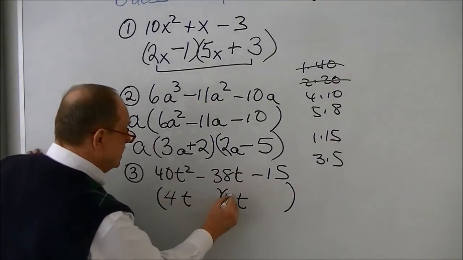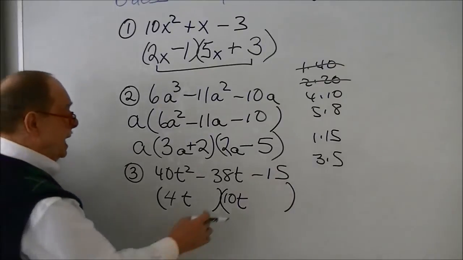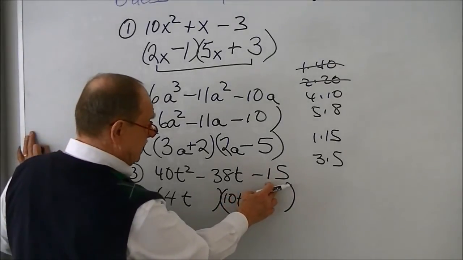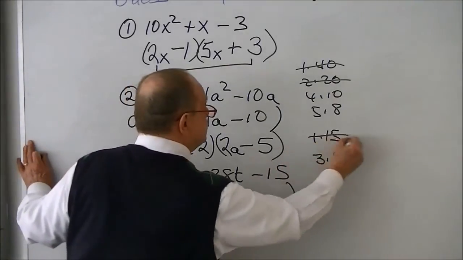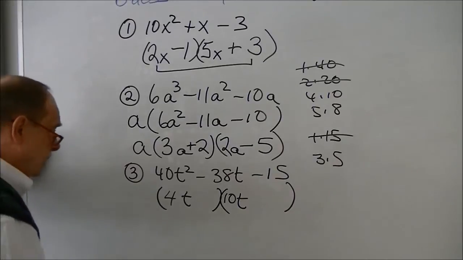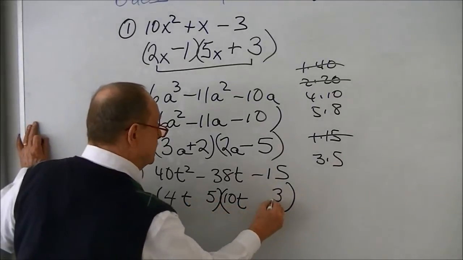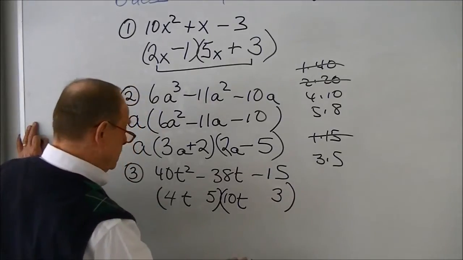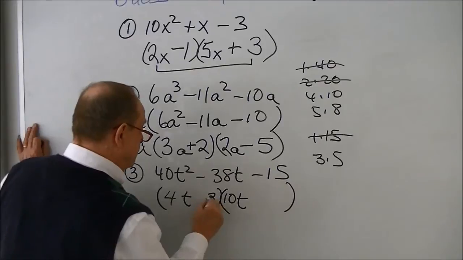4 times 10. And now I have my 15 here. Again, I'm not going to use this one. Let's try the 5 and the 3 here. Reverse it. Well, I should have tried it the way I have it there first. A 3 and a 5.